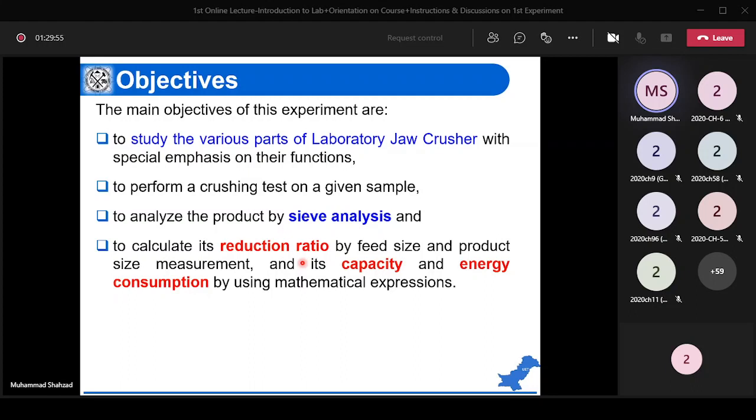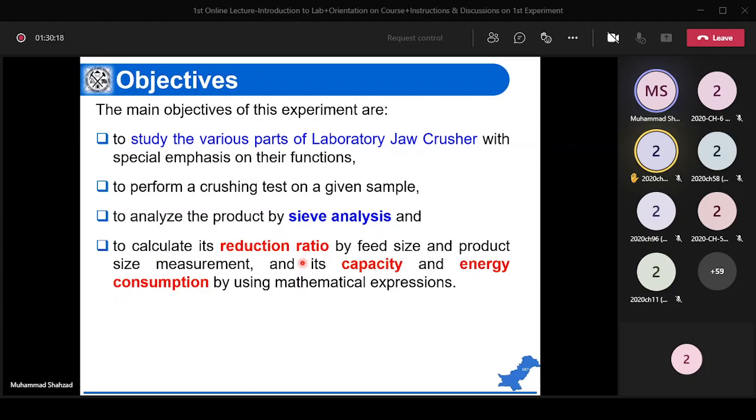These are the objectives of our crushing and grinding experiments. Then there come the specifications of the laboratory jaw crusher. This is the information provided here. You need this information to calculate the capacity and energy consumption. That's why it is provided here, right?